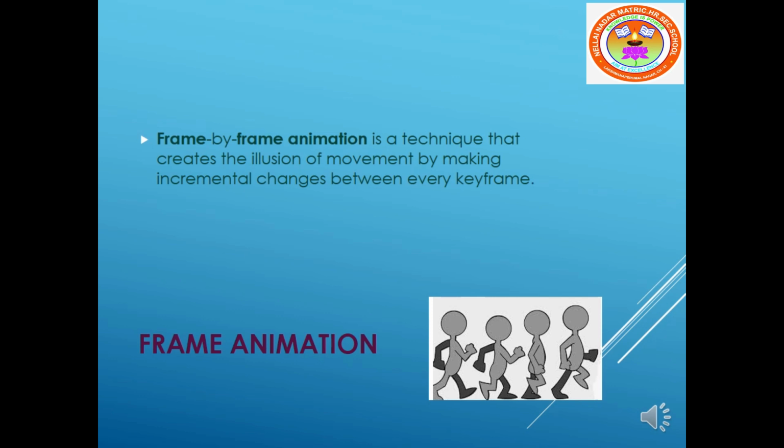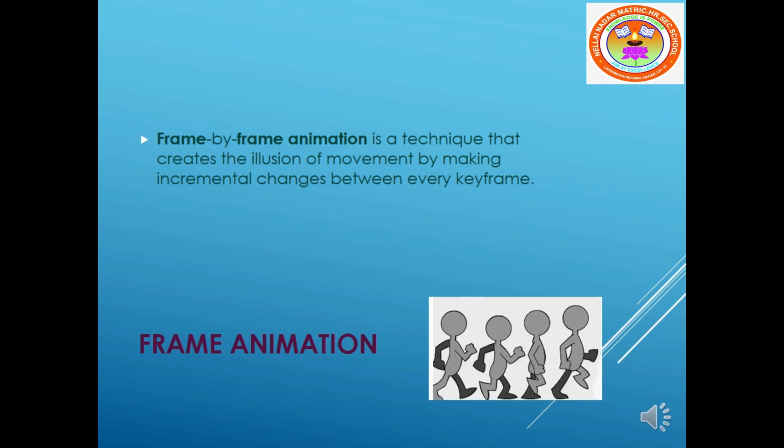Frame by frame animation is a technique that creates, again, the word illusion. Illusion means we imagine, or it will look like, movement by making incremental changes between every keyframe. So in each and every frame, drawings will appear, but some changes will be there between the drawings in each frame. That is called frame animation. In frame animation, multiple objects are allowed to travel simultaneously, and the background or the objects can change. That also can be done. Okay, so this is about animation.